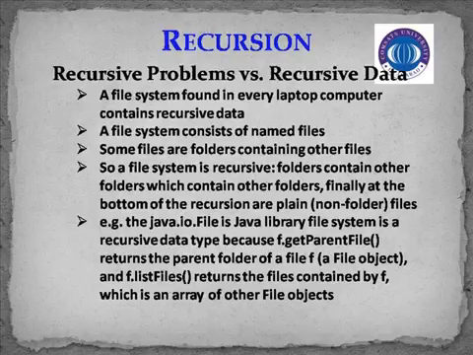For instance, the java.io.File is Java library file system. It is a recursive data type because f.getParent returns the parent folder of a file f, and f.listFiles returns the files contained by f, which is an array of other File objects.